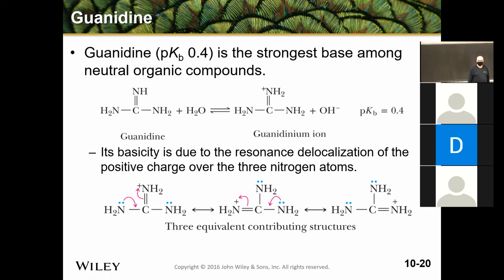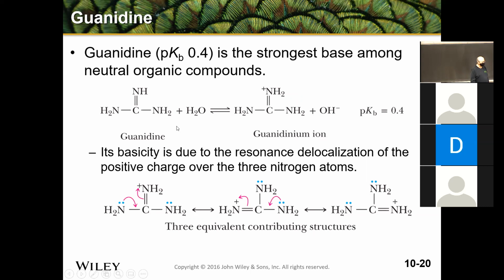Okay, we saw that in the case of aniline, resonance greatly reduces the basicity. In the case of this base called guanidine, this is one of the strongest bases among neutral organic compounds. It has a pKb of 0.4, so it is about 1,000 times more basic than, say, methylamine, 3.36. In this case, resonance actually makes it a stronger base.